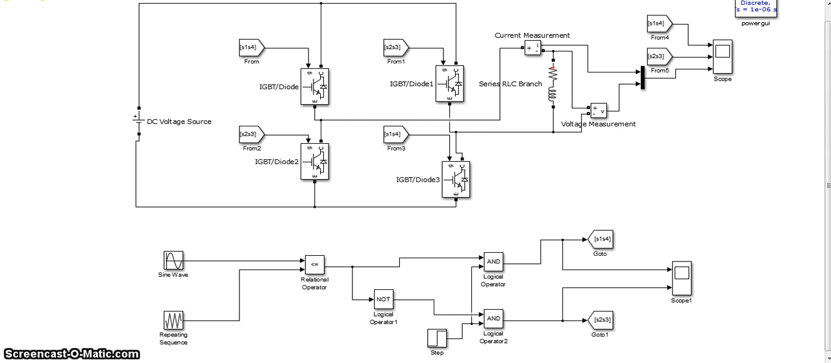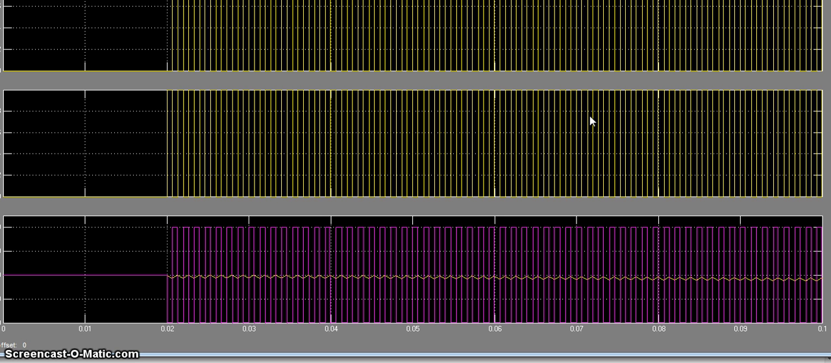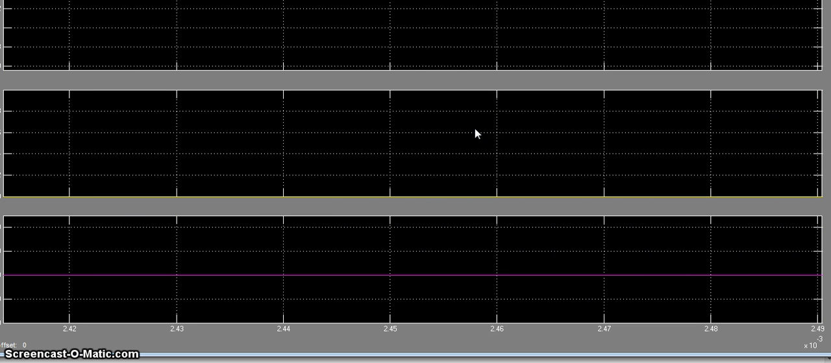voltage to AC voltage. Okay, now with the simulation we can see that the input is DC, which is converted to AC, which is yellow in color, and the input DC is purple in color. So this is how the single phase inverter works.